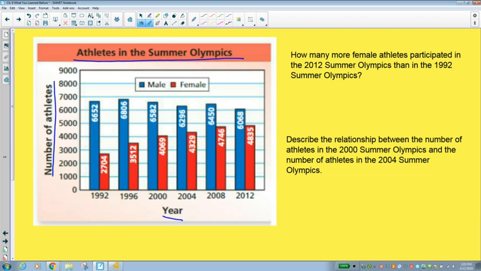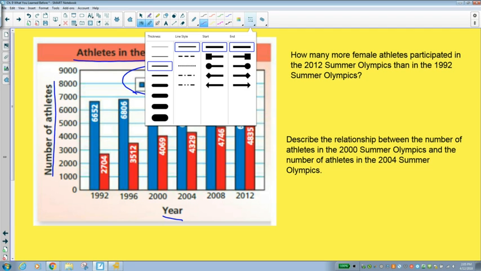I noticed there are two bars for every year, and then I look at my key, and the key tells me that's because they're comparing males and females. The blue bars are males, and the red bars are females. So I can kind of see that the males, for the most part, pretty much stay the same, maybe decreased a little bit over the years. And the red, the females, seem to increase somewhat steadily over the course of the years that they were collecting data for the Olympics.